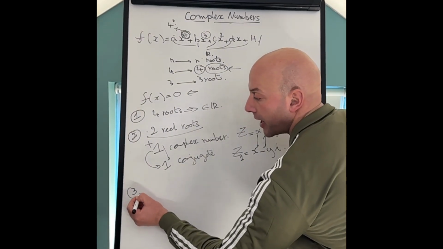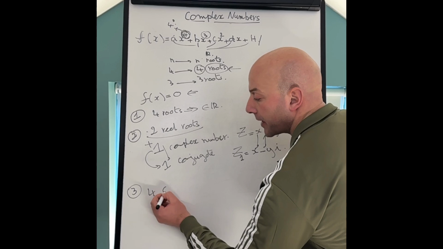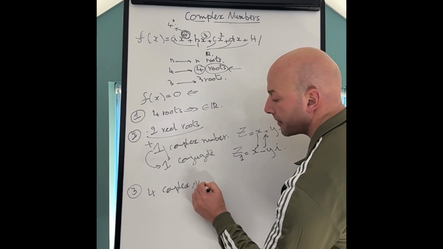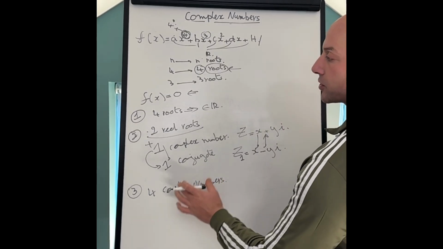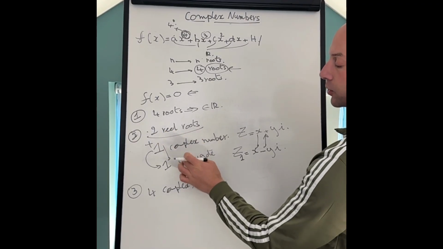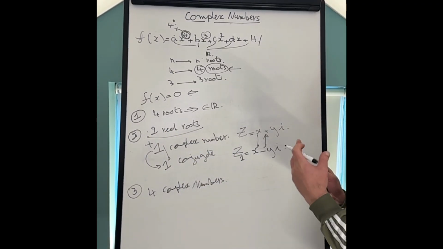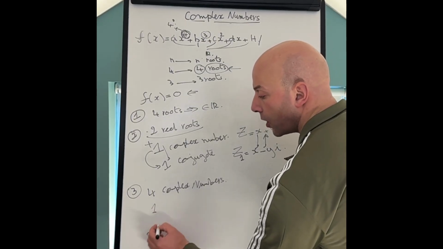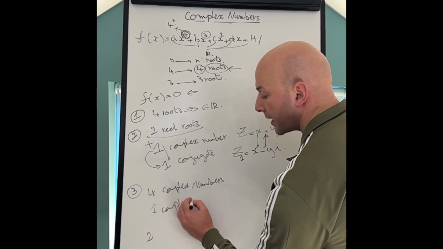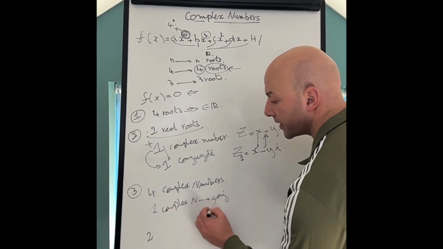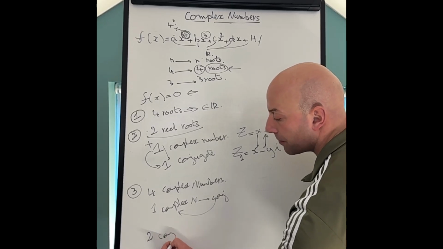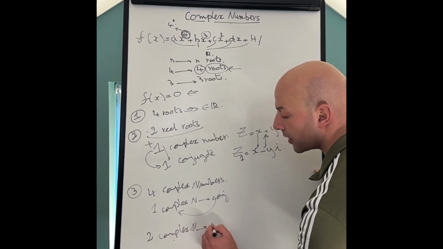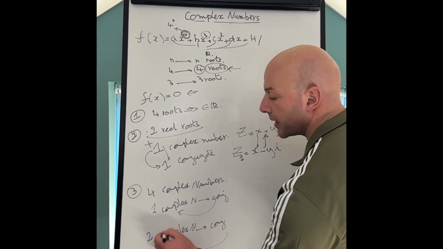The third option is that you're going to have 2 pairs, basically 4 complex numbers. Unlike the previous case, with 2 reals and 2 complex, here all 4 solutions are complex. You'll have a complex number and then its conjugate, and then a second complex number, and next to it, the conjugate of that complex number.